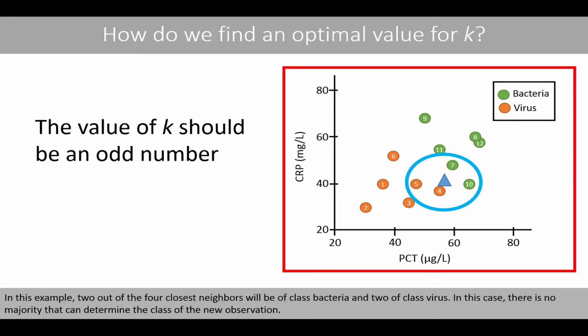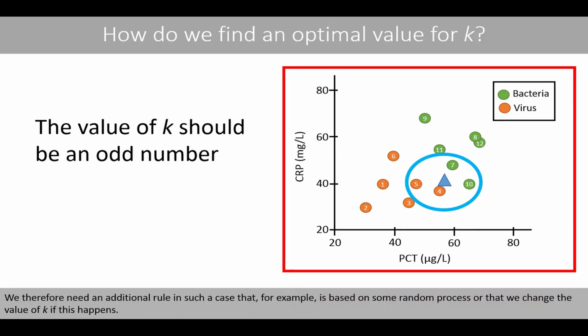In this example, 2 out of the 4 closest neighbors will be of class bacteria and 2 of class virus. In this case, there is no majority that can determine the class of the new observation. We therefore need an additional rule in such a case that, for example, is based on a random process, or that we change the value of k if this happens.